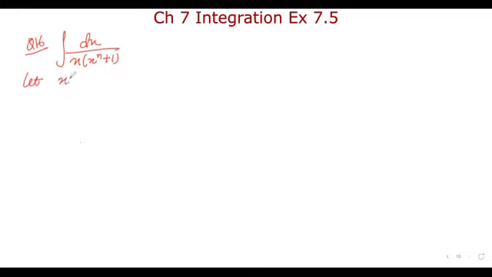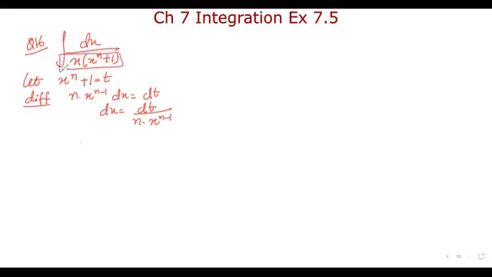Let us assume that x power n plus 1 is t, and whatever we substitute, we differentiate. The derivative of x power n is n x power n minus 1 into dx is equals to dt. But I have dx here in the numerator. This is dt upon n into x power n minus 1. This is a very simple trick for these questions. As we have a product in the denominator, it is clear that we have to apply partial fraction. But we have to reduce the degree as well. To reduce the degree, I have substituted.